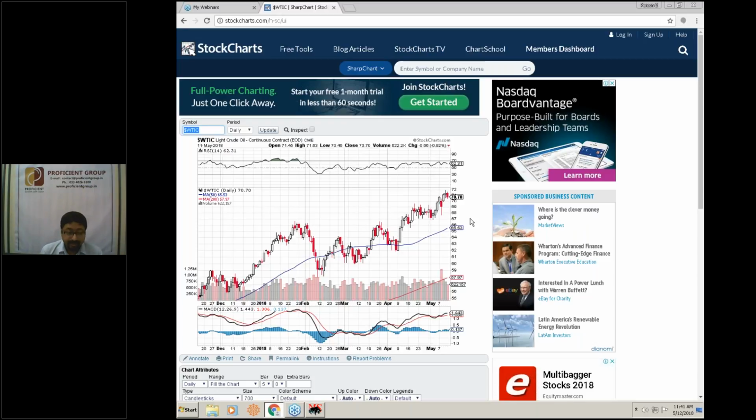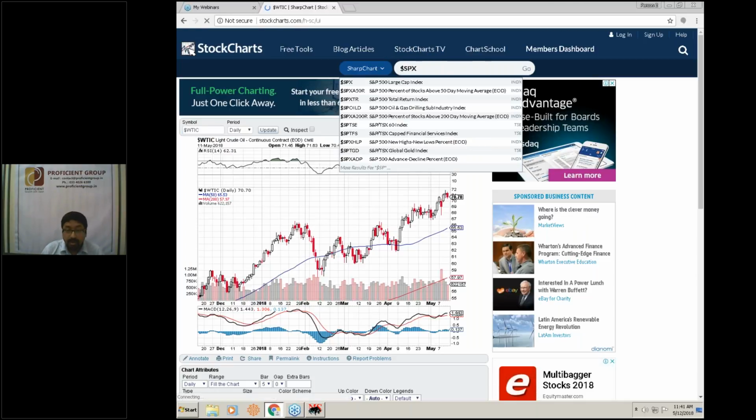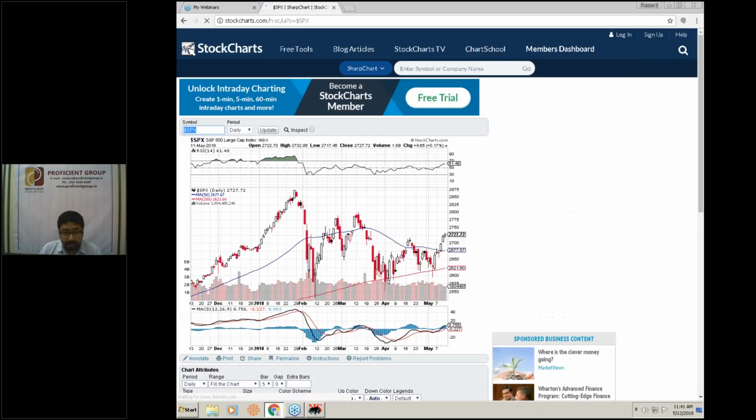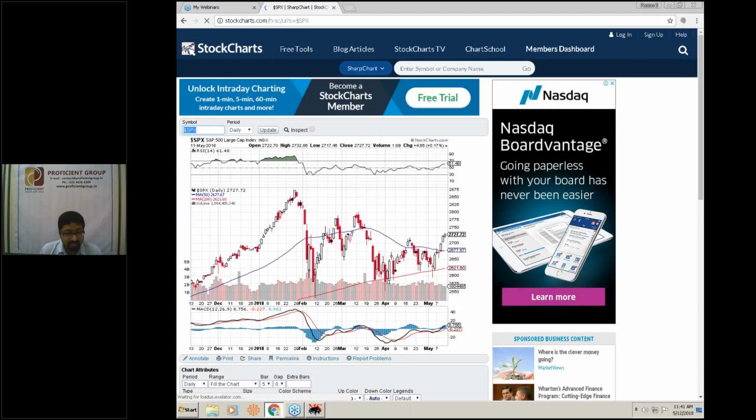And in SPX, which is the S&P 500, we are giving you a bullish opinion because we can see that some important intermediate downward trend lines have been broken, and prices are trading above major moving averages of 200 and 50 day, and that's the most important thing.